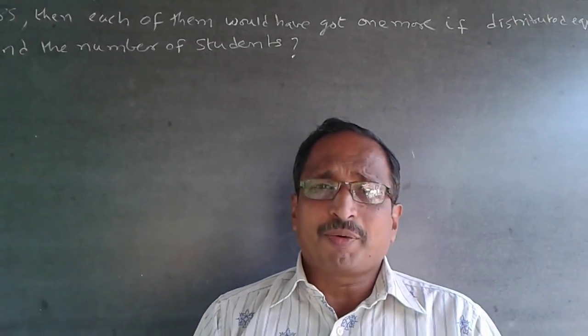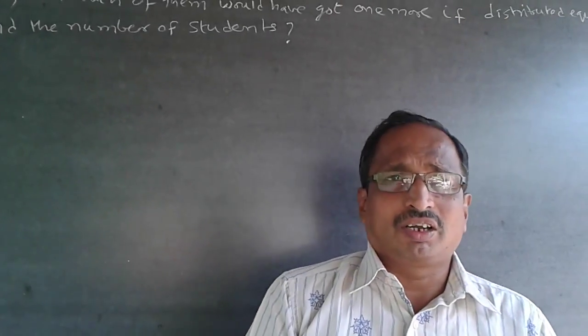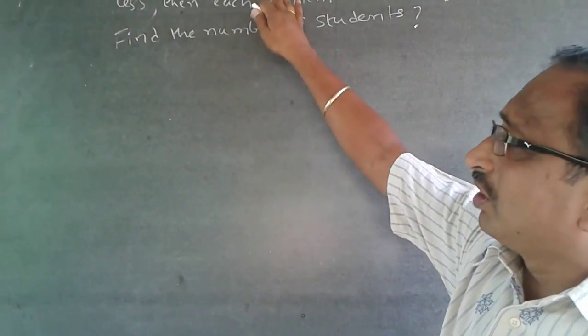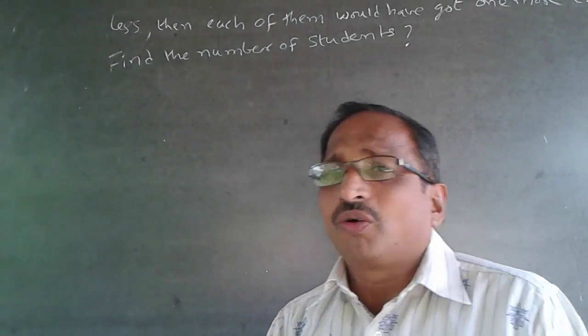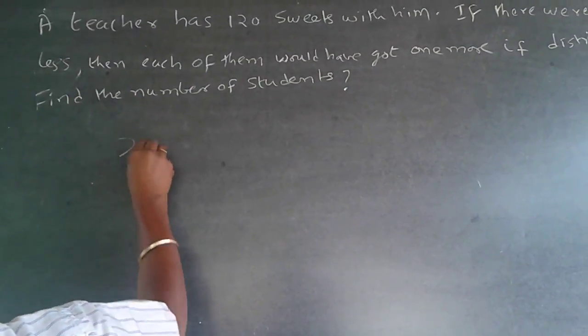So this is a quantitative aptitude question on simple equation solving. Again, some amount of logical reasoning is always there. So what happens is, we do not know the number of students. So let us presume x is the number of students.